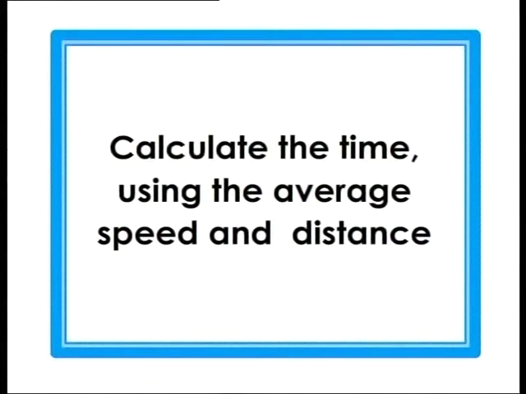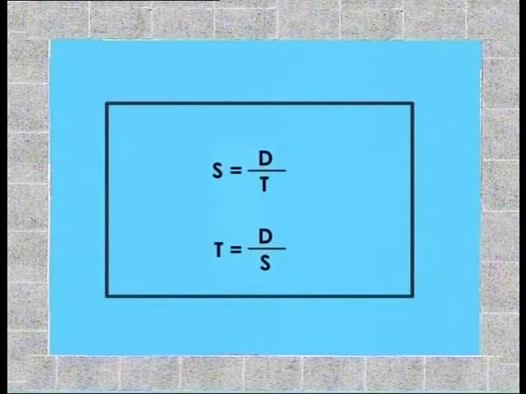Calculate the time using the average speed and distance. By expressing the unknown t as the subject of the formula, we get t equals d over s. Thus, the time taken can be found if the average speed and the total distance are given.